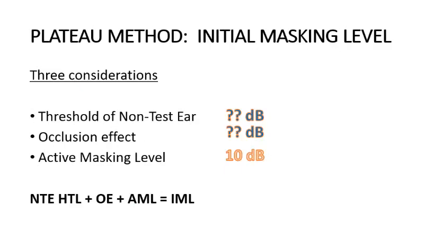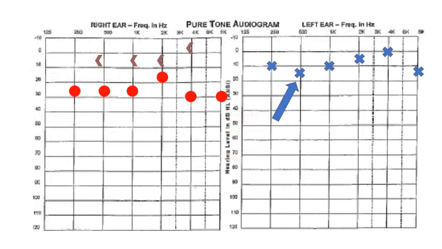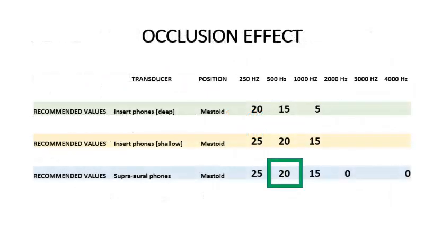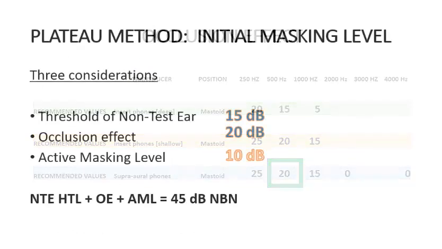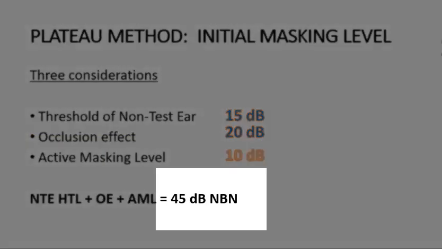Here is our formula for determining the initial masking level during the plateau method. We need to compensate for occlusion because we're using TDH phones to deliver the masking signal to the left ear. The non-test ear threshold at 500 Hz is 15 dB, so we will add that in. The occlusion effect at 500 Hz for TDH headphones will be 20 dB, so we'll add that in as well. Our initial masking level total will be 45 dB of narrowband noise masking to the left ear at that frequency.